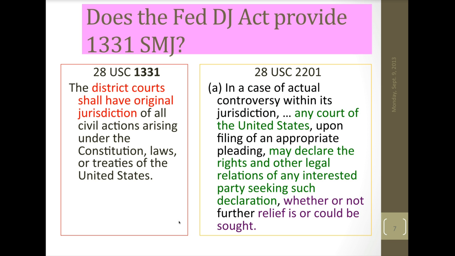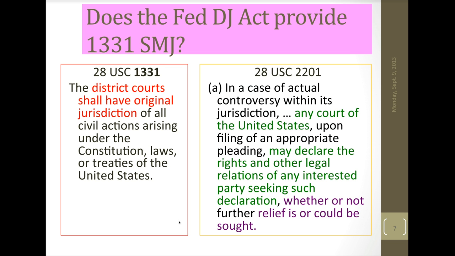District courts shall have original jurisdiction. This is in 1331 and also in 1332. This is the so-called magic language that tells us courts have federal subject matter jurisdiction. That's what original jurisdiction means. If you look on the right, you don't see those red terms. Instead, you see different things.